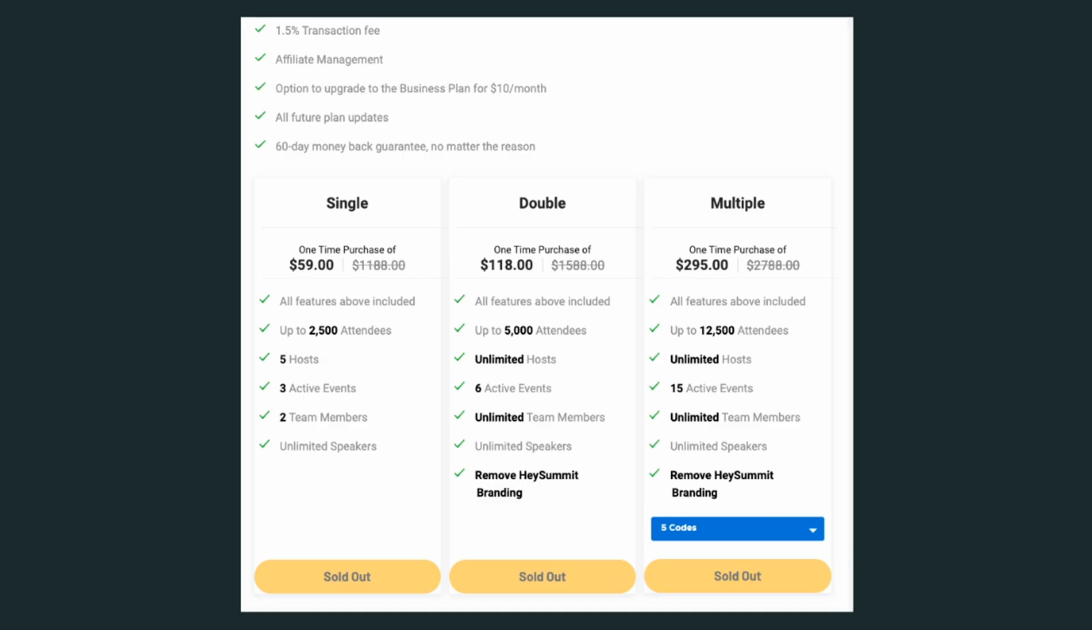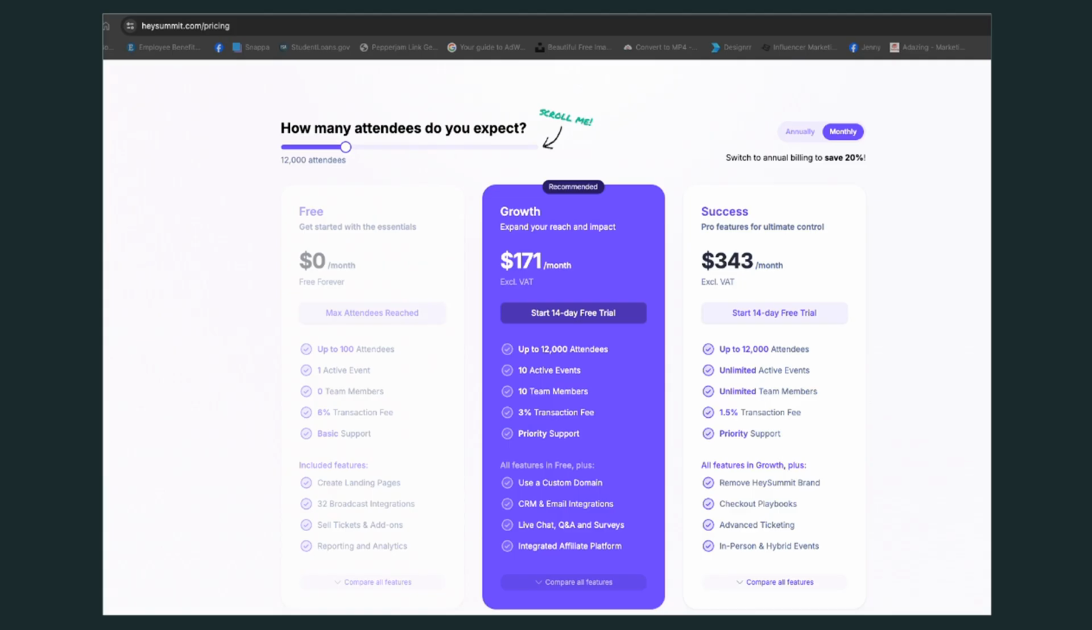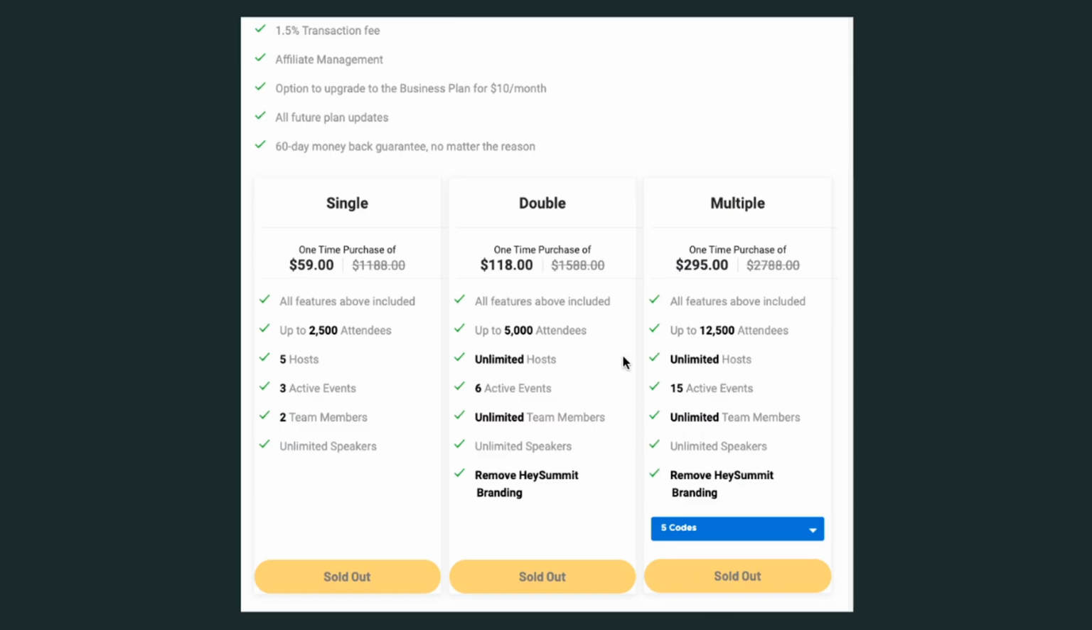So when you go here, let's keep in mind the 12,500 attendees, and let's look at the unlimited hosts. Well, when you fast forward today, I just captured this today, you only get 10 members, right? And to get 12,000 attendees, you're going to get a 3% transaction fee, and you're paying $171 a month. So the deal that you have, even if you purchased the deal in 2019, is still a better deal.